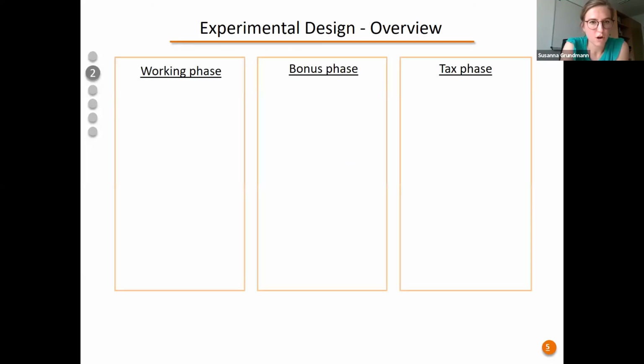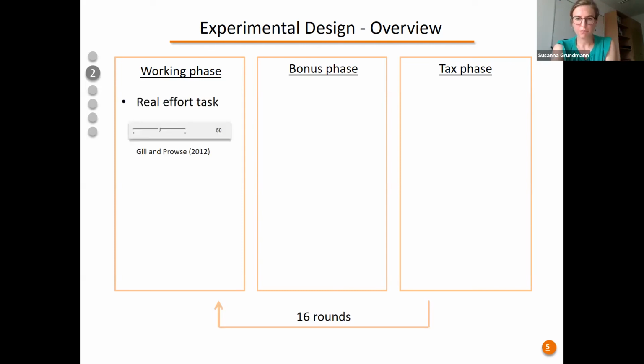Okay, so going straight into the experimental design, just a quick overview. The experiment consists of 3 phases: the working phase, the bonus phase, and the tax phase. In the working phase, and this is repeated for 16 rounds, subjects work on a real effort task consisting of the slider task, and they earn a small piece rate of 5 thalers per slider they correctly place on the number 50, as you can see here in the picture.